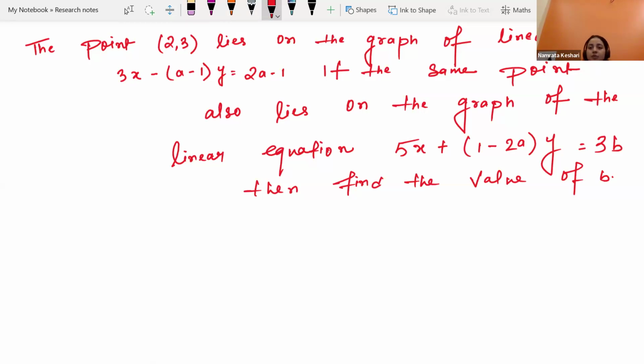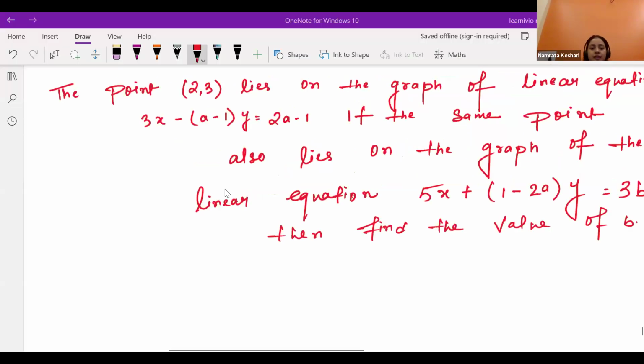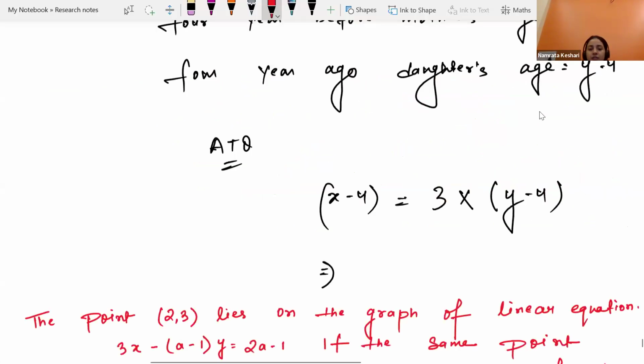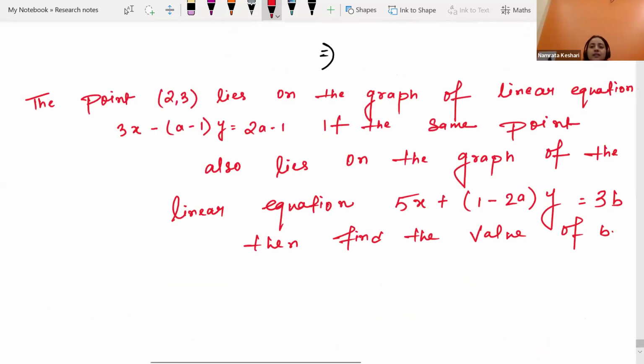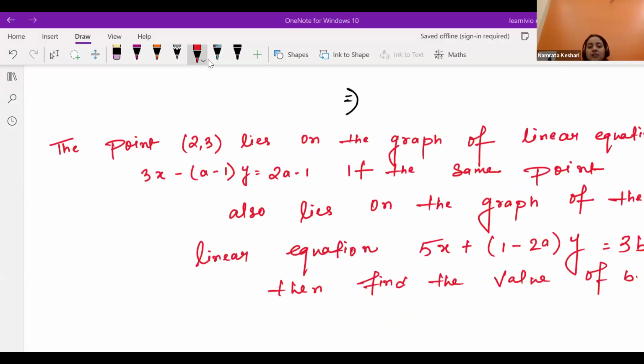Yes. What you got from the previous equation? X is equals to 3y minus 8. Yes, only Heather is responding. Rest of the students, what are you doing? Arhan, Bharti, Samya.